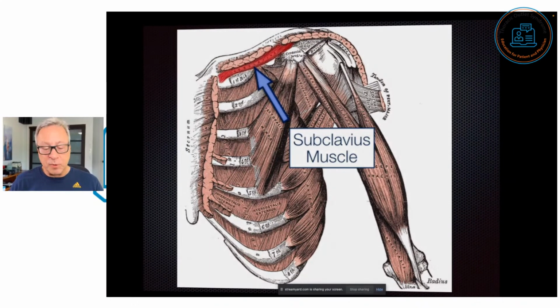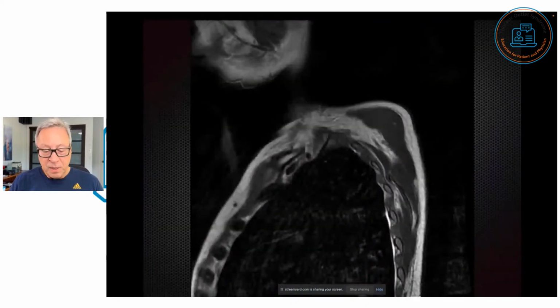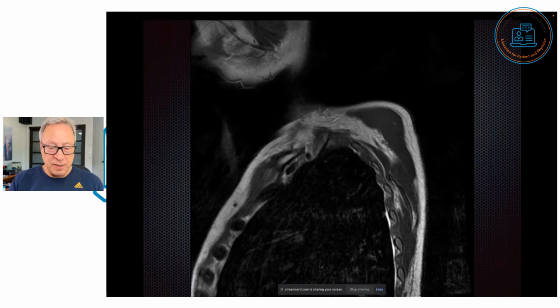Let's take a look on MRI what these might look like. This kind of MRI image is called a sagittal image. At the top is a part of the head. The neck isn't quite here, but it would be coming down from the head towards the shoulder. And we're seeing sort of the shoulder and the upper chest here. The patient's chin would be pointing towards our left. The breastbone or sternum is pointing to the left as well.